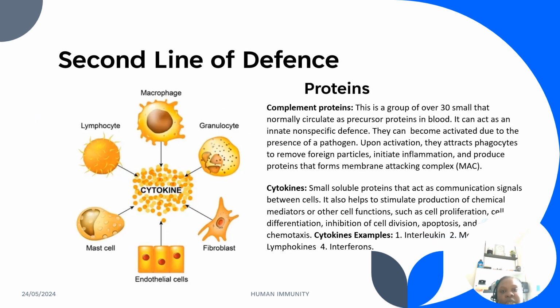One of the proteins for the second line of defense are complement proteins. They are a range of blood proteins which contribute to the breakdown and ultimate removal of pathogens from the body. The presence of pathogens can activate them, and once activated, they interact with one another to form a cascade of reactions which attract phagocytes to remove foreign particles, initiate inflammation to attract further phagocytes to the site, and produce proteins that can attack the cell membrane of the invading organisms, causing them to rupture.